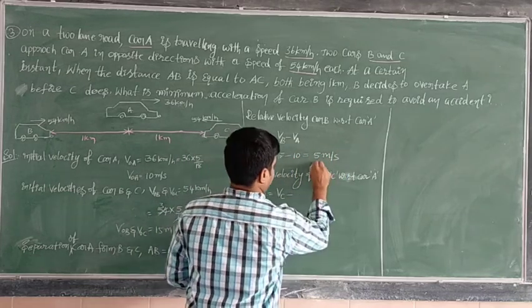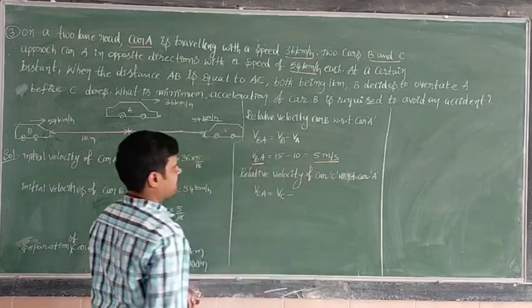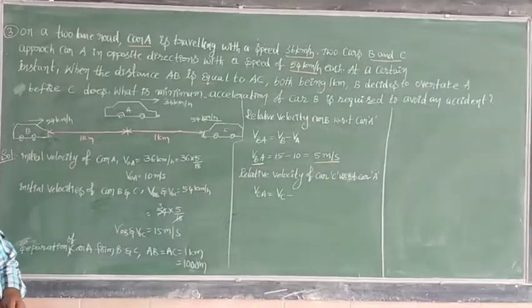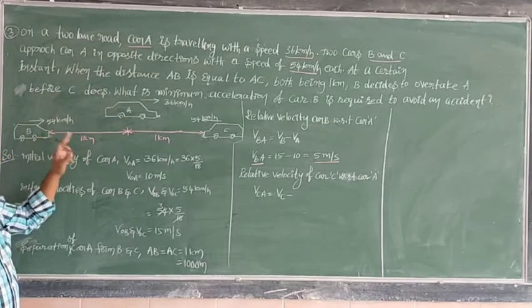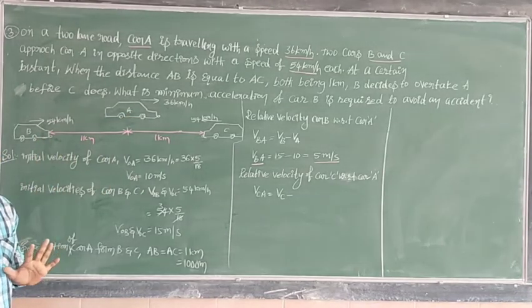Now this is the initial relative velocity of car B with respect to car A. That means compared to car A, car B's velocity is greater, but only by how much? 5 meters per second.